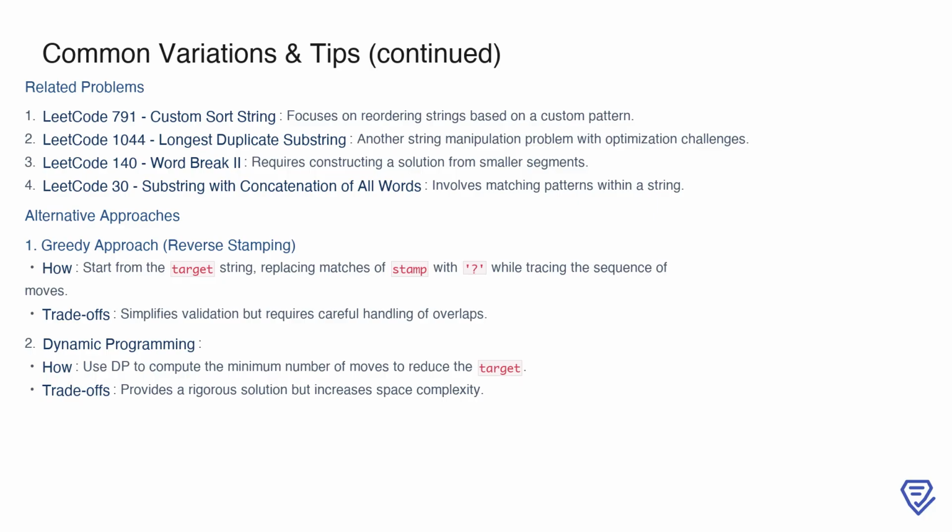Another option is to use dynamic programming. Here, you can compute the minimum number of moves needed to reduce the target. While this approach provides a rigorous solution, it does come with increased space complexity, so you'll need to weigh that trade-off.